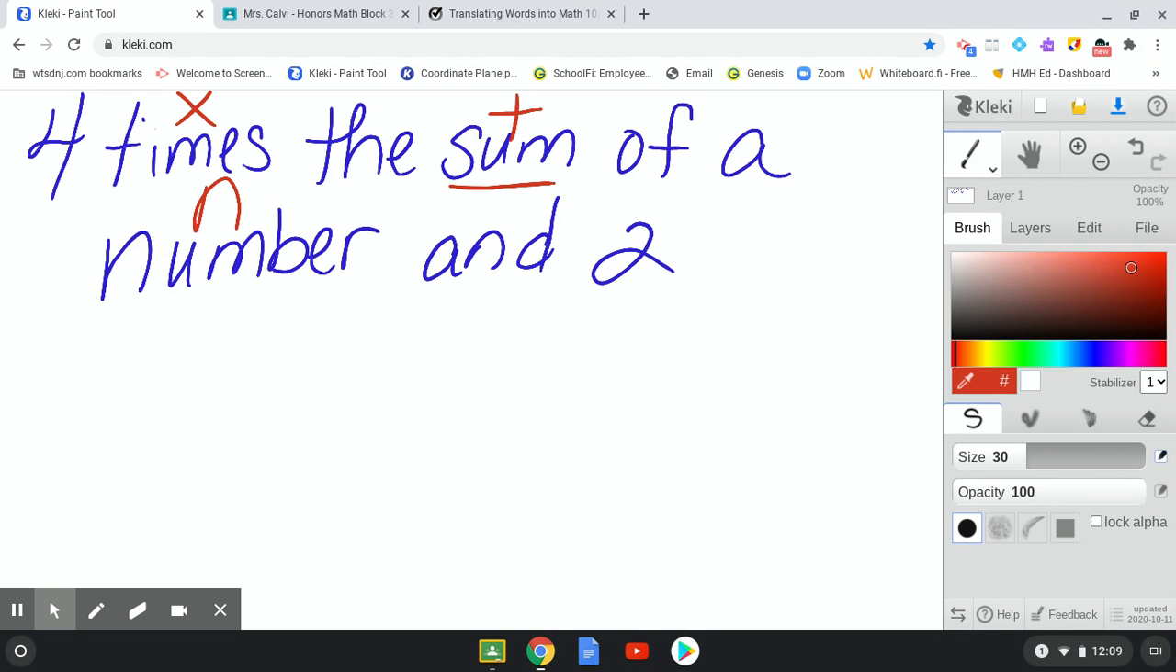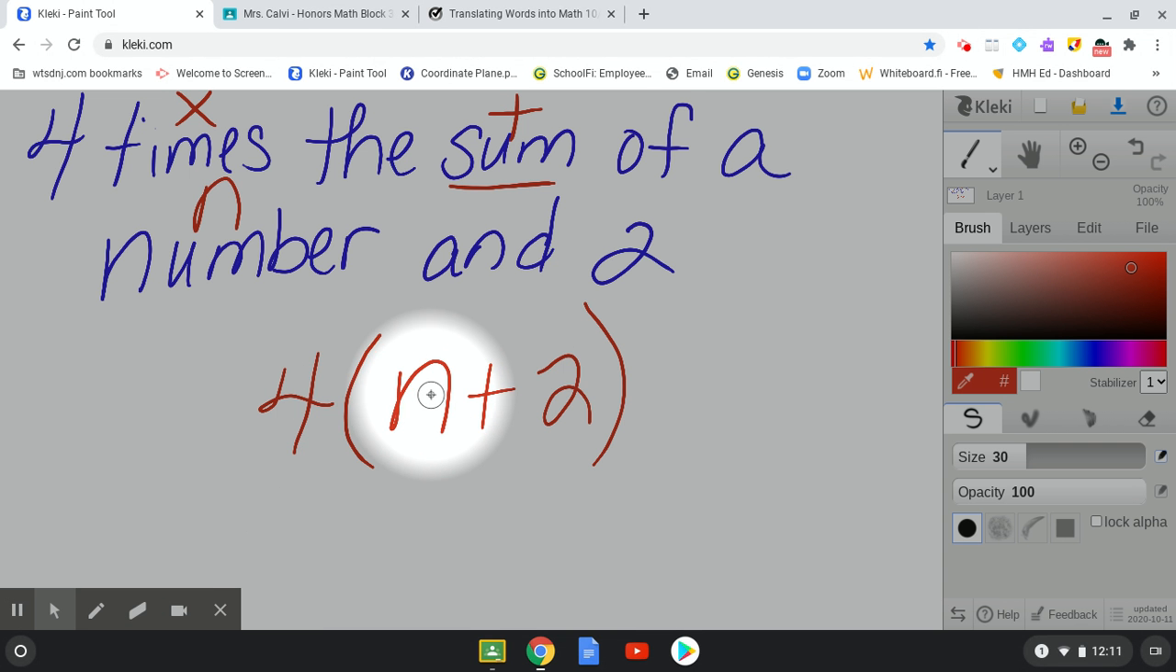So I'm going to just read from left to right. 4 times, I'm going to use parentheses, okay? 4 times the sum of n and 2. The sum of n and 2 is n plus 2, okay? So 4 times the sum of a number and 2.